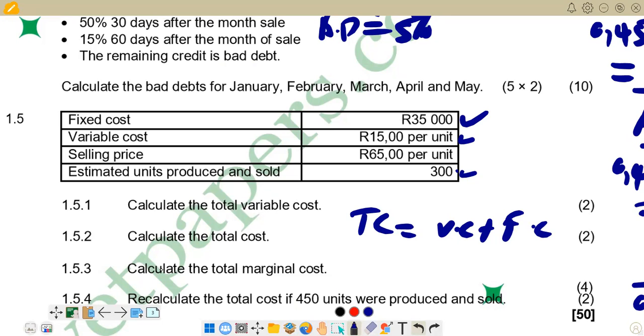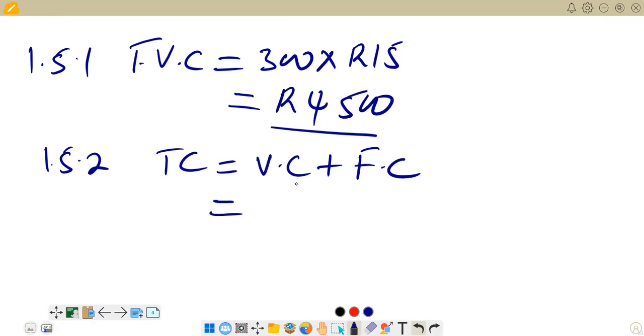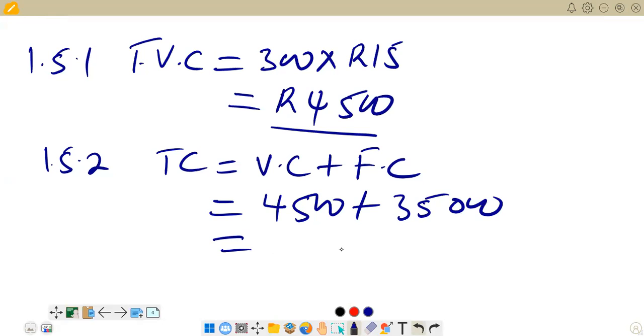So we come here. We say total cost. Total cost is equal to variable cost plus fixed cost, which is equal to our variable, the one that we are given here, 4,500. Then we add the fixed that we are given in the question, 35,000. So if you add the two, you're supposed to get 39,500. So that's what we have there on 1.5.2.